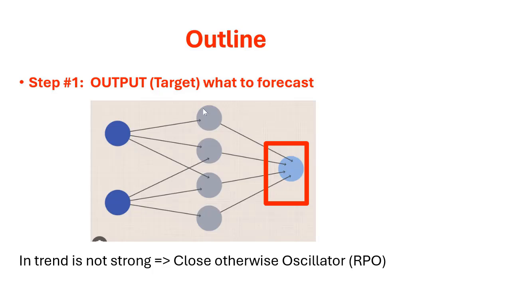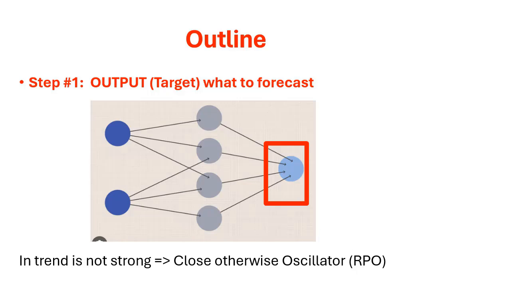First step, this is the output, the target, what we plan to forecast. I recommend following this rule. If the trend is not strong, you can use close itself. For example, for Forex, its value does not change too much, it oscillates around some value, so we can use close. Otherwise, if the trend is strong, it is better to use the relative price oscillator, or now they call it the percentage price oscillator. Actually, in Timing Solution, in this example we will use both close and RPO, the relative price oscillator.